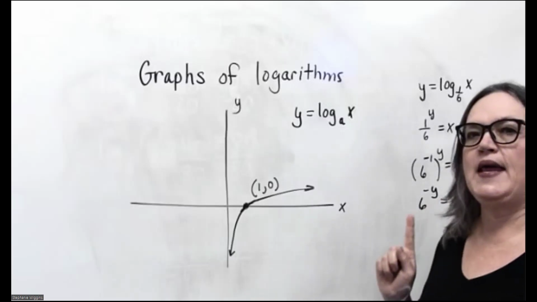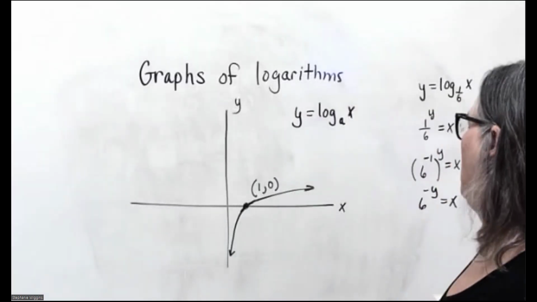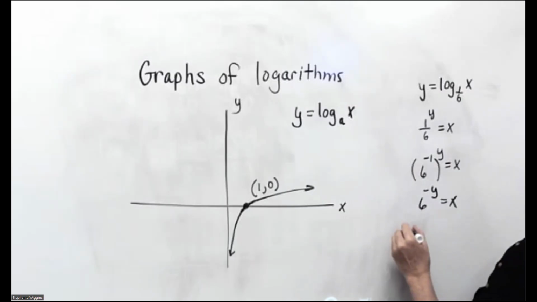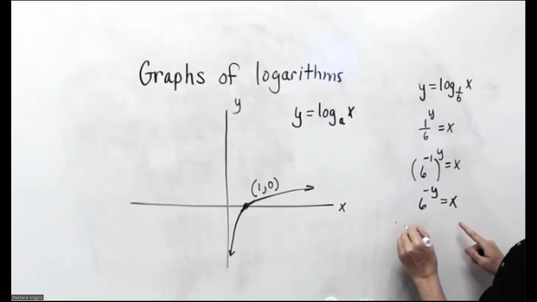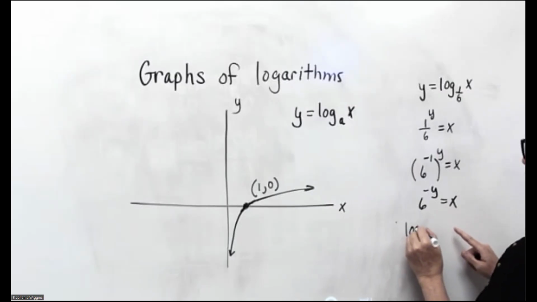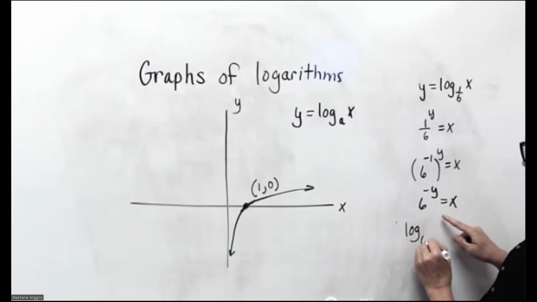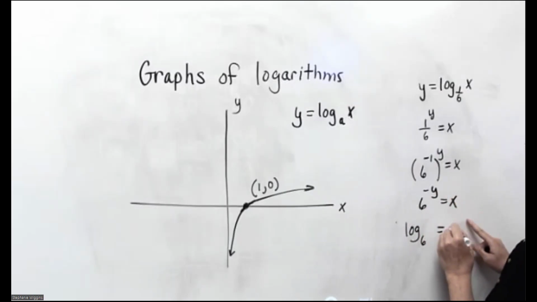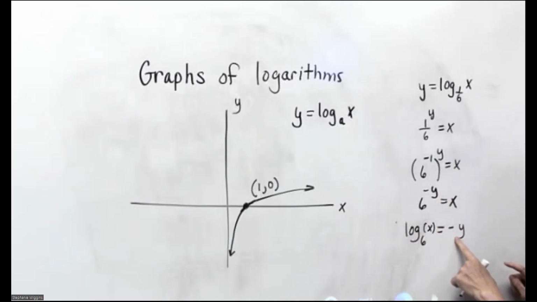And now I'm going to go ahead and put it back in logarithmic form. So remember, the log is the exponent. So we have log, the base is on the bottom, 6. The exponent is minus y, and then what's left is x. The log is the exponent.